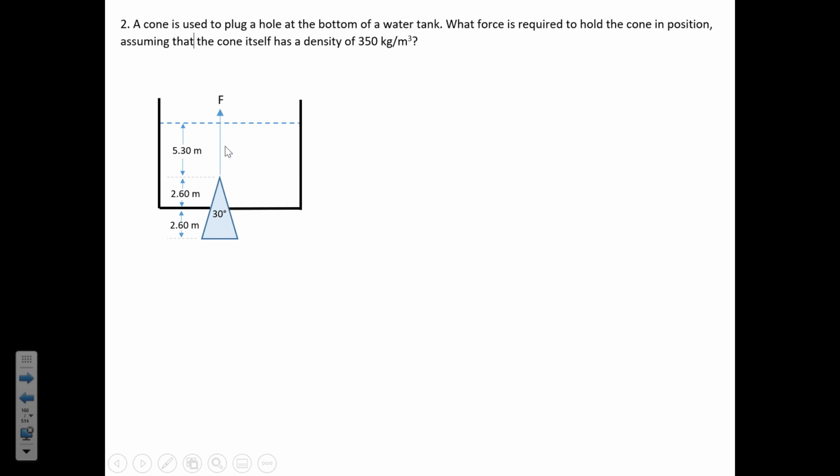Like how wide this tank is, that doesn't affect things one way or the other. It's just the weight of the water that's immediately above that portion of the cone that projects into the tank. So it doesn't matter how much of the cone is beneath the tank. It just matters how much of it is in the water, and then you need to find the weight of the water that's above it. And so F is going to be the sum of those two things: the weight of the cone itself plus the weight of the water that's above it. Okay, so I wanted to give you that hint.